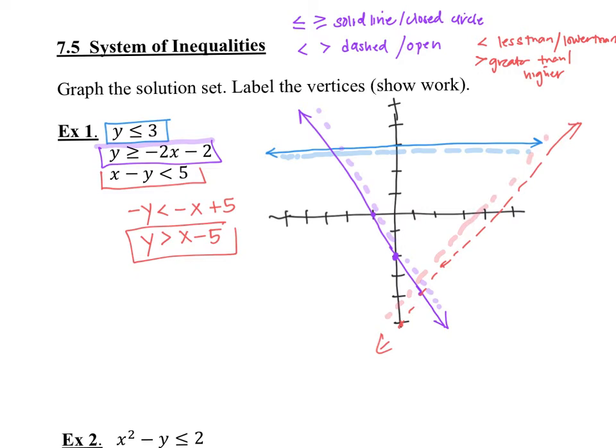Okay, now I'm trying to think about where all the shading is overlapping each other. Let's see, I have to stay below the blue line, above the purple line, which is over here, and above the red line. So I can see that that triangle is where I want to be. So I am going to darken the solution region.